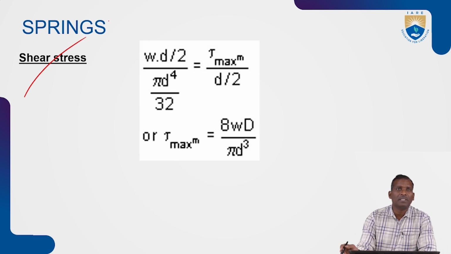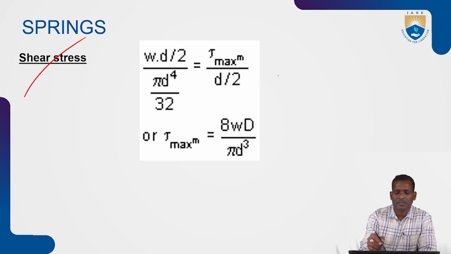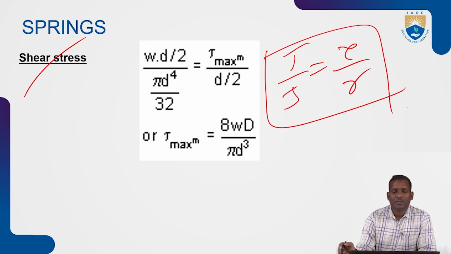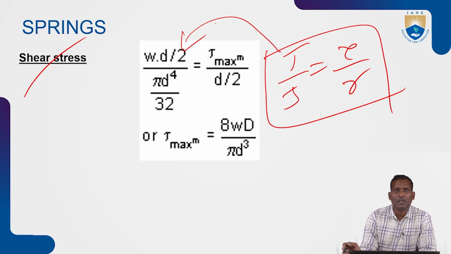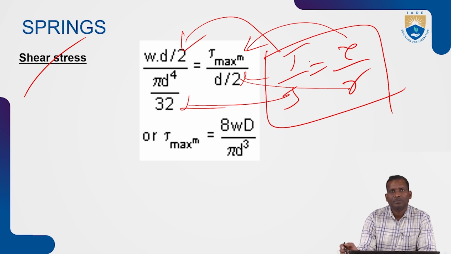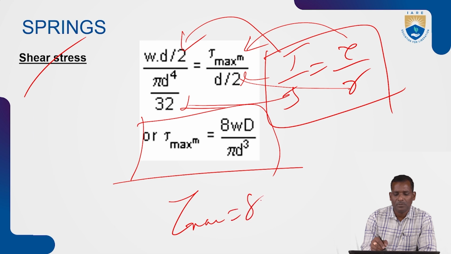So now shear stress. Again we take T by J is equal to tau by R. In this, substitute the torque and J value, and tau is the shear maximum, and R is d by 2. So we calculate shear max is equal to 8WD by pi d cube.